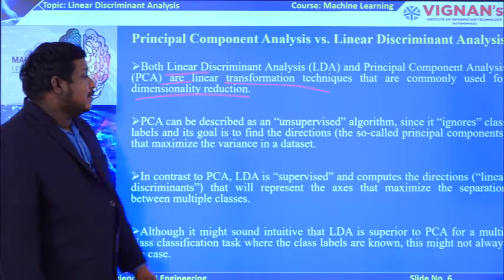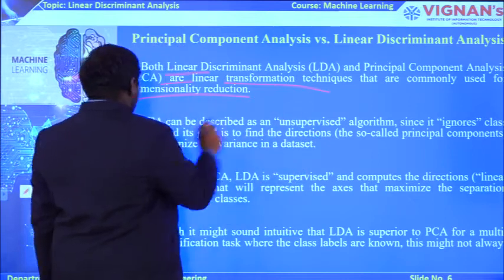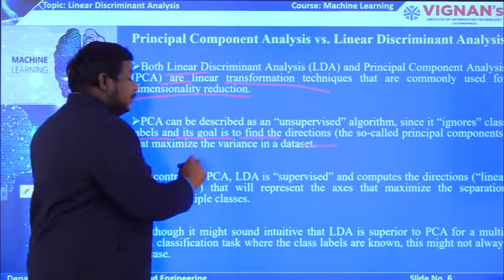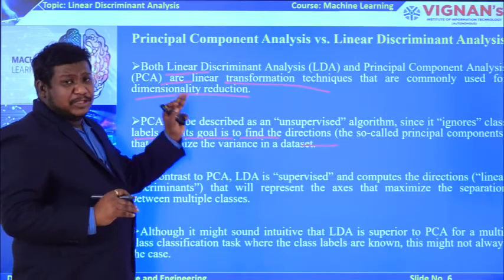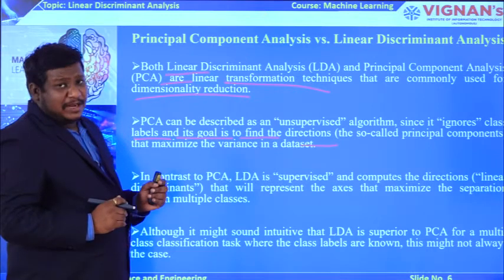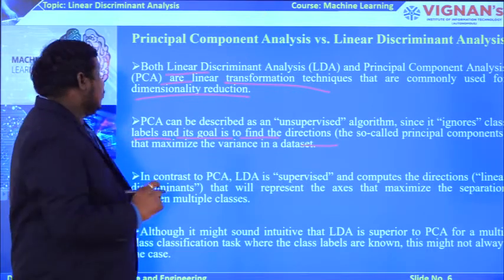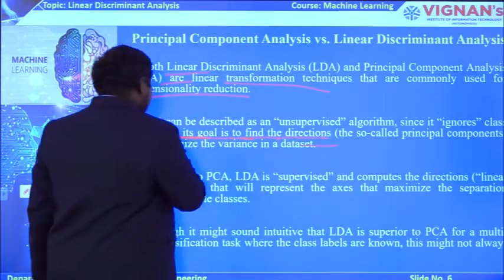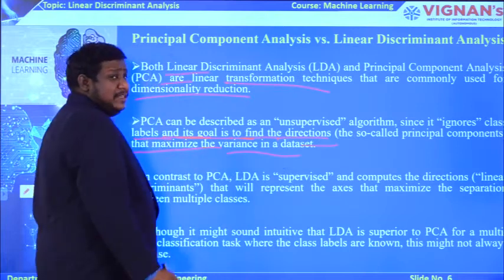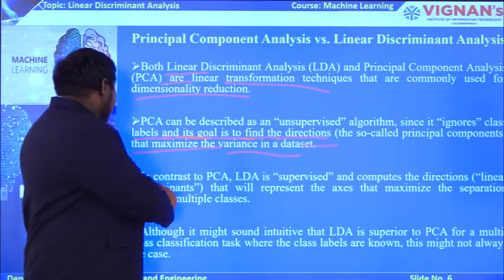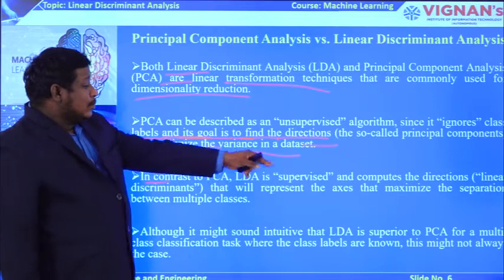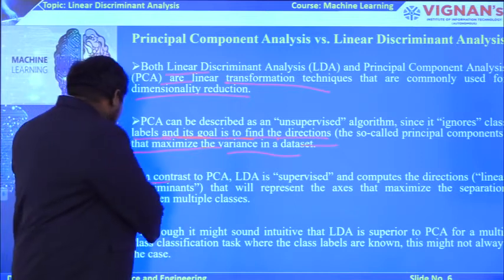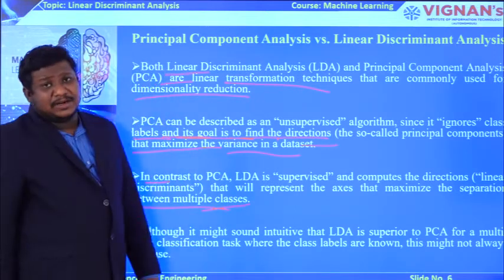PCA can be described as an unsupervised algorithm since it ignores class labels, and its goal is to find the directions that maximize the variance in a data set. That is the main goal of PCA. Similarly, in contrast to PCA, LDA is supervised and computes the directions that represent the axes that maximize the separation between multiple classes.